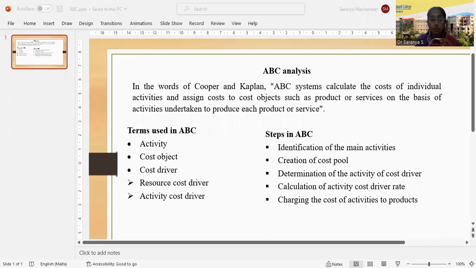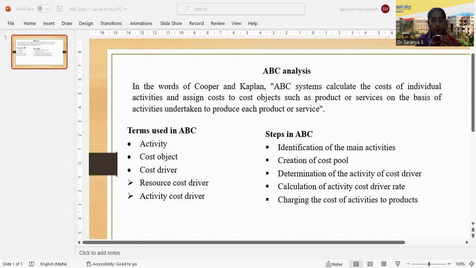So it is a very new and scientific approach which was developed by Cooper and Kaplan in the year 1988 for assigning the overhead to end product or job or processes. So here the basic purpose is to rectify the problem of inaccurate cost information due to selection of wrong basis of indirect cost apportionment.